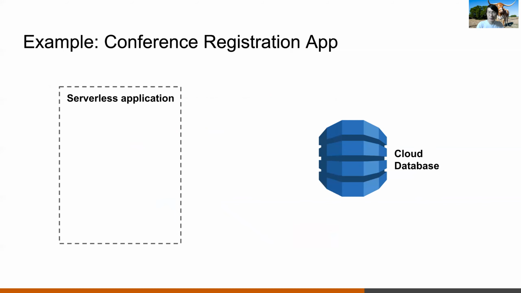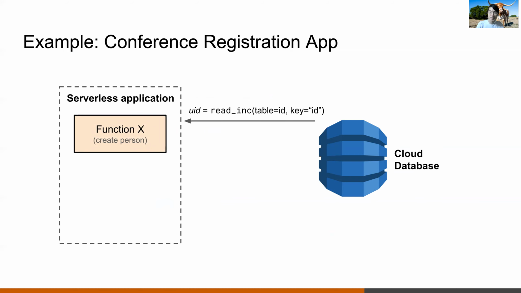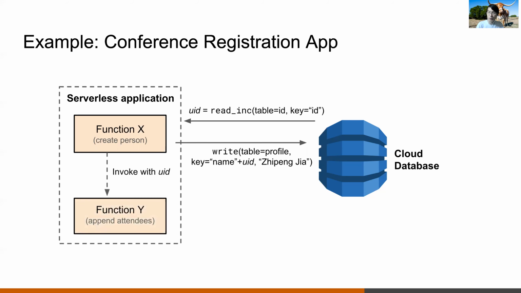Now let's consider an example. Here is a conference registration app using a service workflow. Suppose I'm going to register for SOSP using this app. It first has a function X responsible for creating a profile for me. It first generates a new user ID for me by using read and increment operations with the database. Then it writes my name to the profile table with the user ID as a key. Then function X invokes another function Y, which is responsible for adding my user ID to the attendance list of the conference. Function Y is invoked with the user ID and it makes append list updates to the conference table.